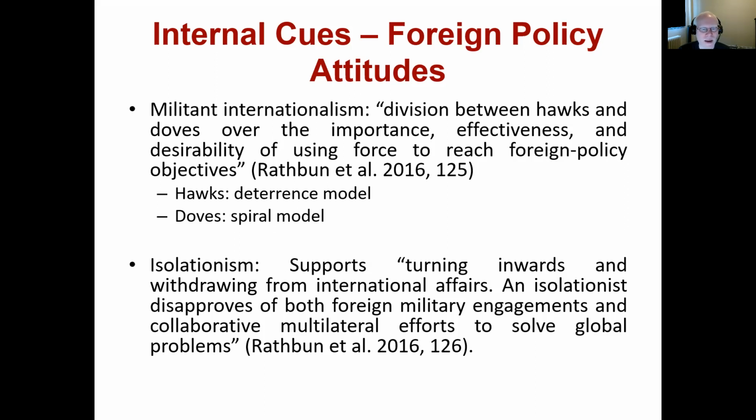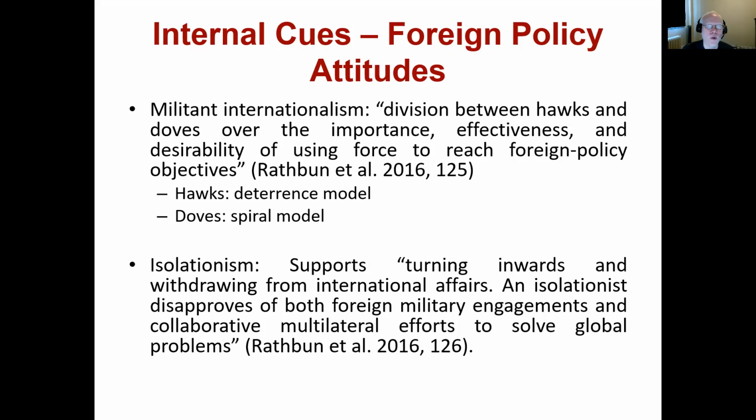So they're distinct dimensions of foreign policy attitudes, but they're correlated. So for example, somebody who scores high on isolationism, because isolationism involves disapproval of foreign military engagement and collaborative multilateralism, should score low on both militant internationalism and cooperative internationalism. Someone who's hawkish, who values the use of force, will typically score quite low on isolationism and likely quite low on cooperative internationalism.